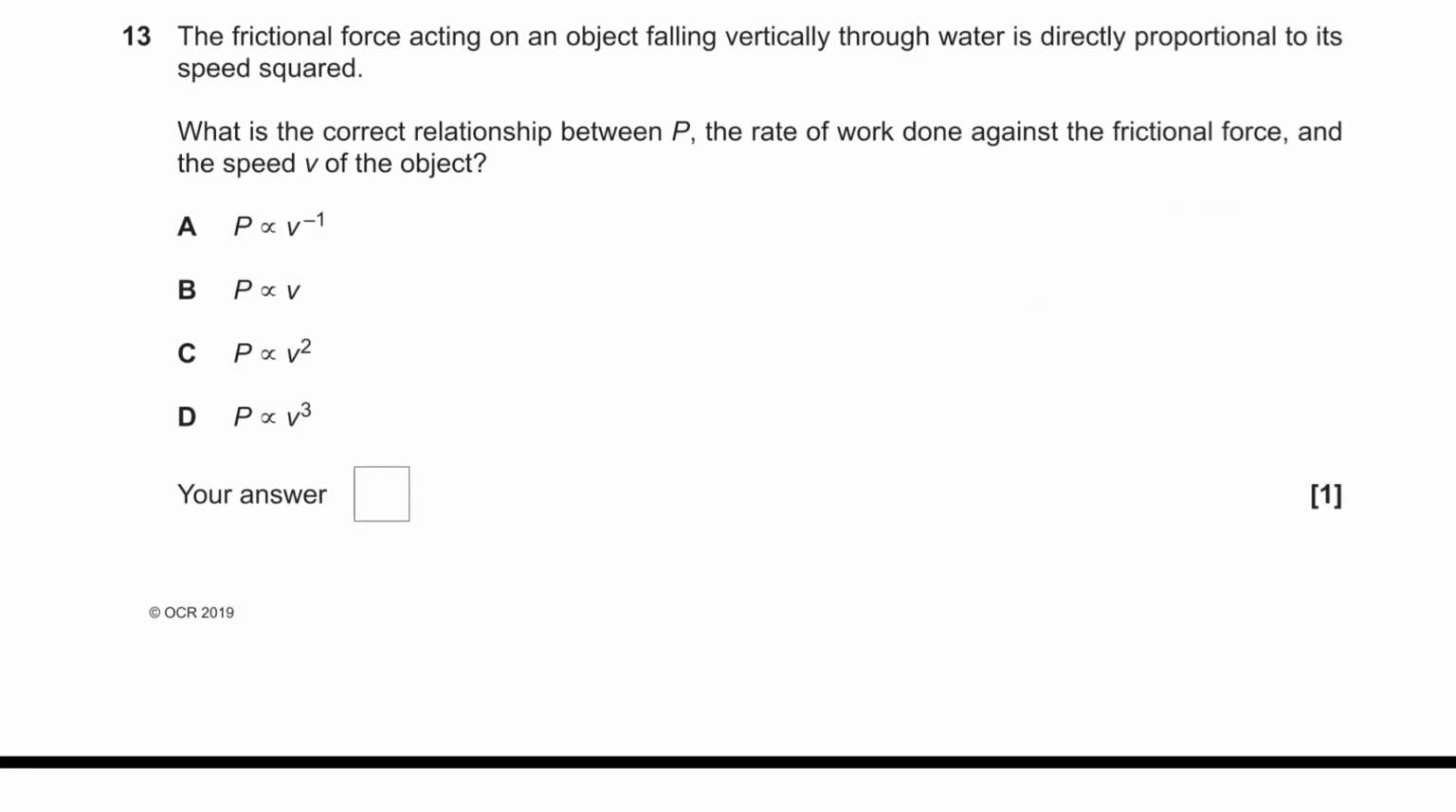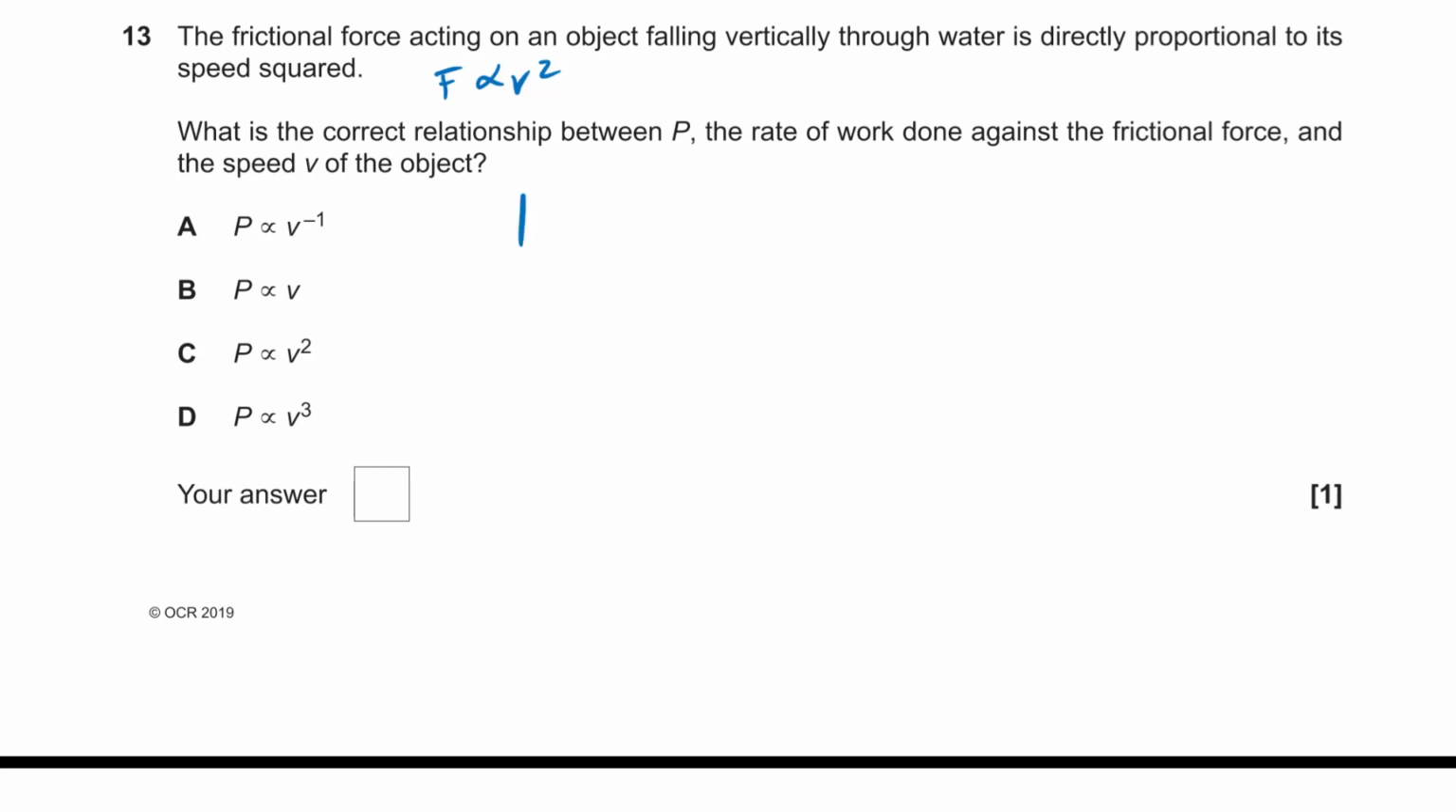13, we have a frictional force. So the force is directly proportional to the speed squared. So therefore, we can say that F is proportional to V squared. So what's the relationship between the power, well, rate of work done against frictional force? Why don't they just say power developed? Whatever. And the speed V of the object.